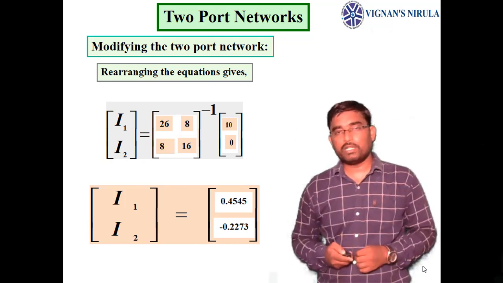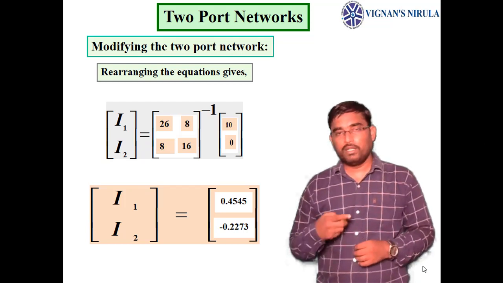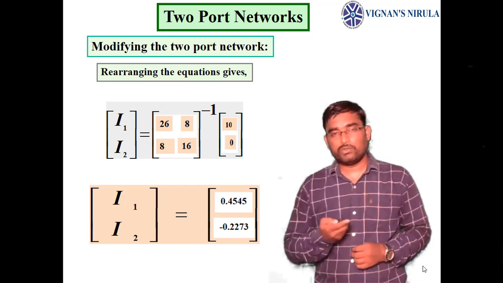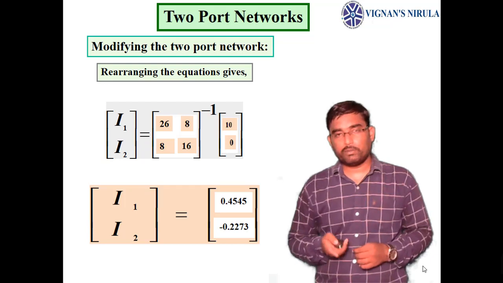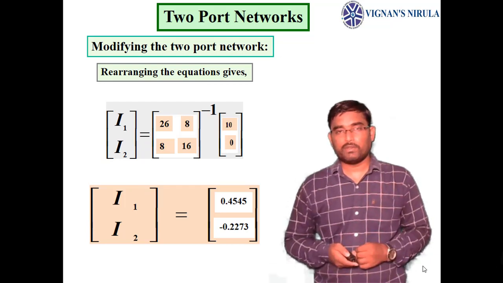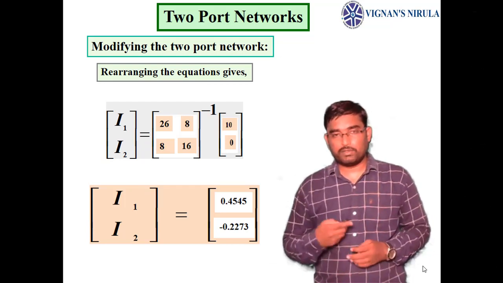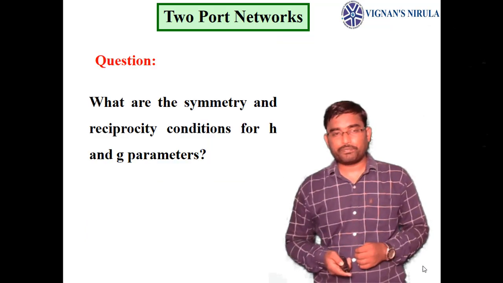For that modified two-port network, they asked to determine the values of I1, I2. In this way we can find these currents I1, I2 at port 1 and port 2. In this way modification of two-port networks can be solved.